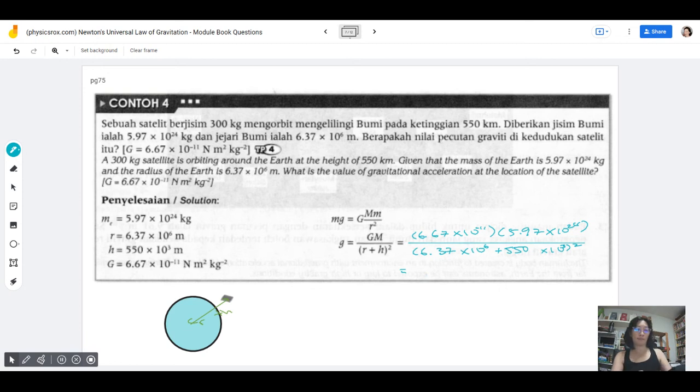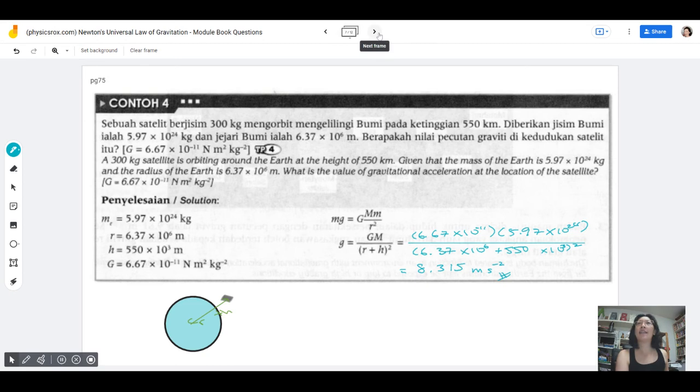6.67, 5.97. Then we're going to add r together. You should get 8.32 meters per second squared. Or well, if you want to be more accurate, I'll put it to 3 decimal places, just because, why not, right? So it's 8.315. Because why not?